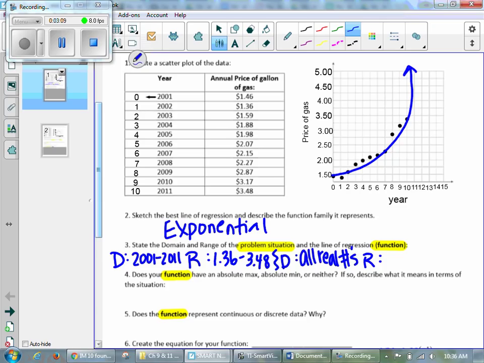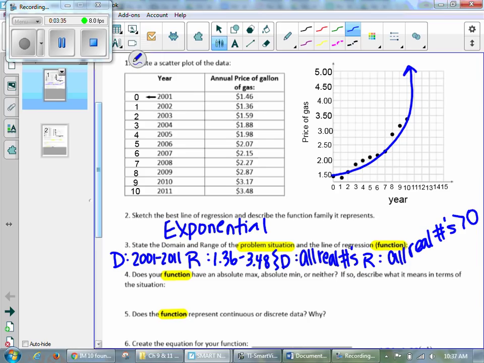The range is any price of a gallon of gas. Well, you can have any price of a gallon of gas. You can even have decimals. However, you can't pay less than 0. That wouldn't make sense. Your gas can't be free. So our range for the function would be all real numbers greater than 0, because it has to be more than $0.